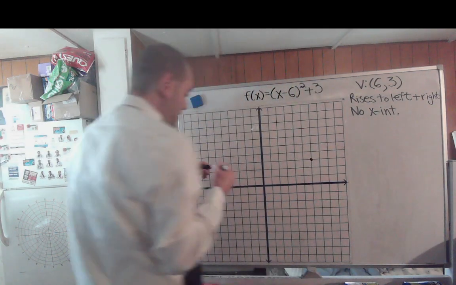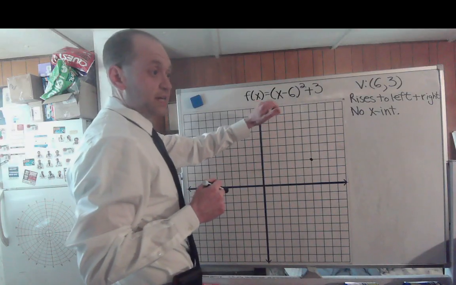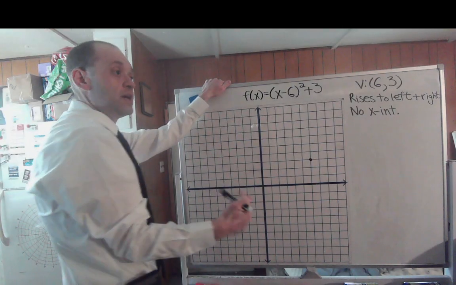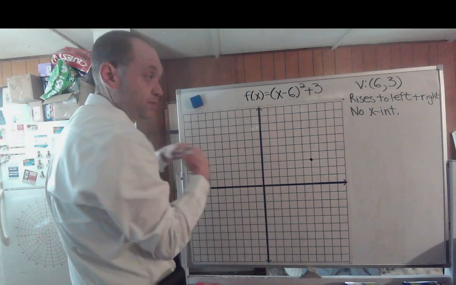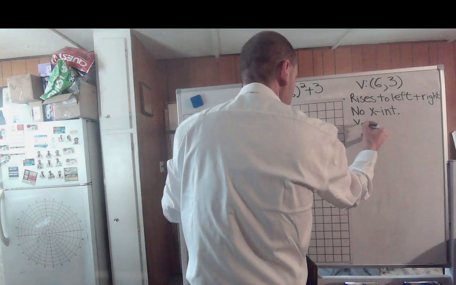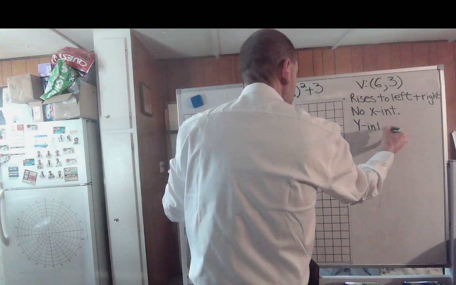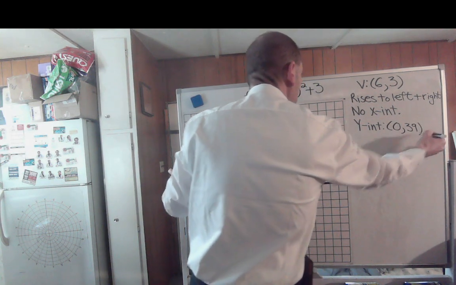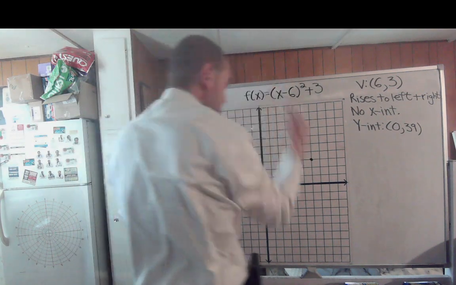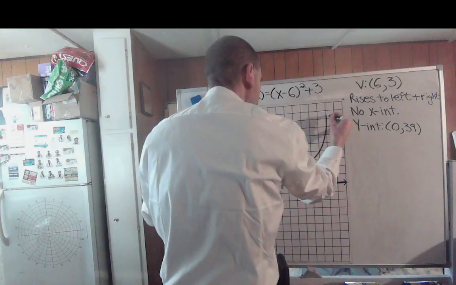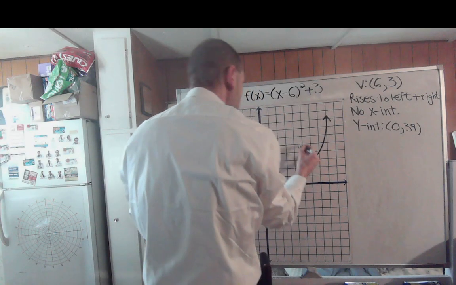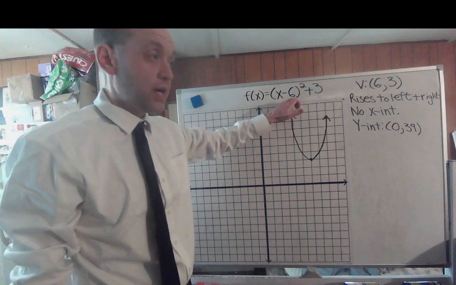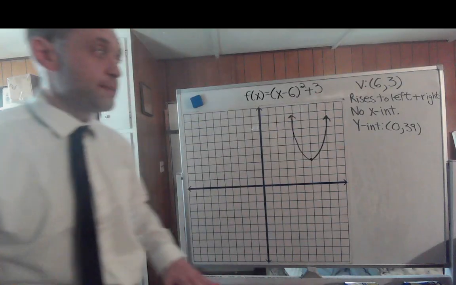Now, how about y-intercepts? Again, that occurs when x equals 0, so you would get negative 6 squared plus 3. That would give you 36 plus 3. That'd be all the way up at 39. So the y-intercept would be at 0, 39, all the way up in the ceiling there. So let's go ahead and graph this. And there is the graph of x minus 6 squared quantity plus 3.